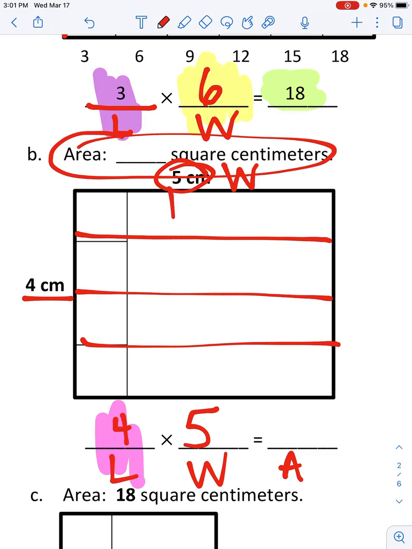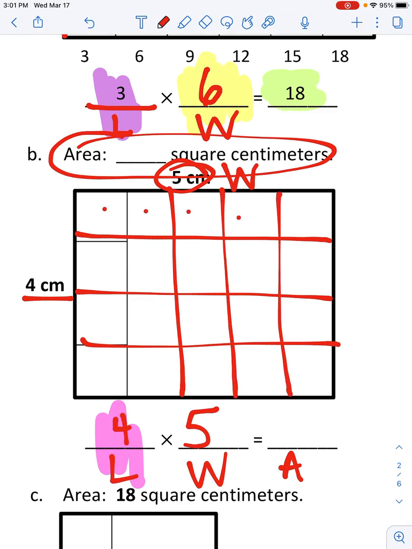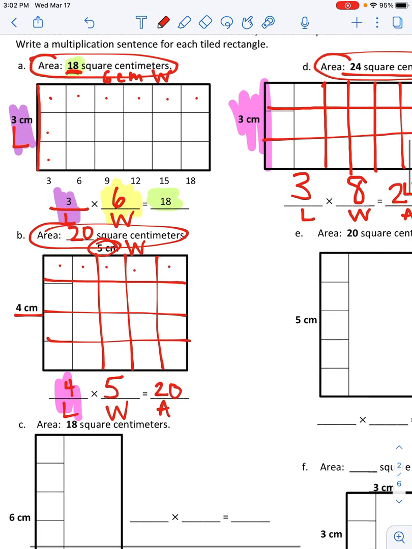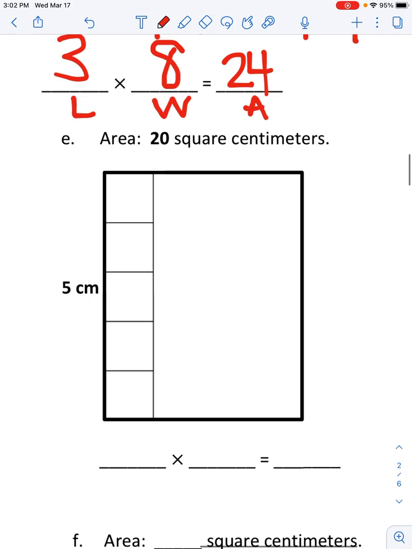They've already given us 1. So 2, 3, 4, 5. I should count 1, 2, 3, 4, 5 to make sure it matches. Good. Now I can solve for the area. 4 times 5 equals what? Well, skip count. 4 groups of 5. 5, 10, 15, 20. 20 is my area. I'll write that in the box or in the line up here as well. 20 square centimeters.